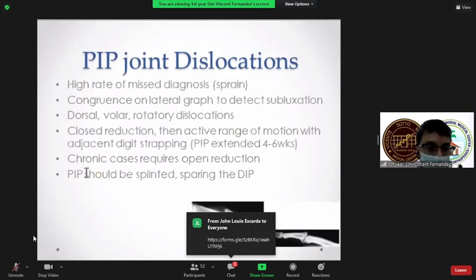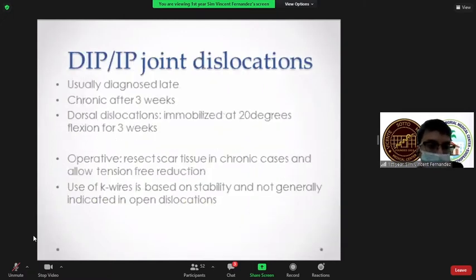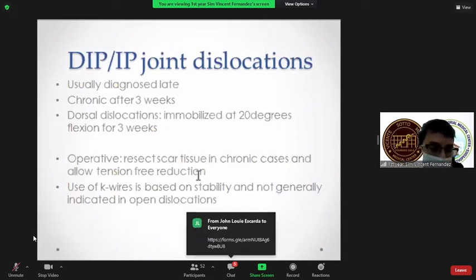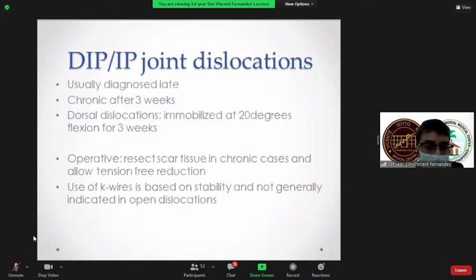Same general principle, only the joint of interest is immobilized. DIP and thumb interphalangeal joint dislocations are usually diagnosed late, thus usually chronic after 3 weeks. For acute dorsal dislocations, it must be immobilized at 20 degrees flexion for 3 weeks. For operative management, we resect scar tissue in chronic cases and also to allow tension-free reduction. The use of K-wires is based on stability and is not generally indicated in all open dislocations.